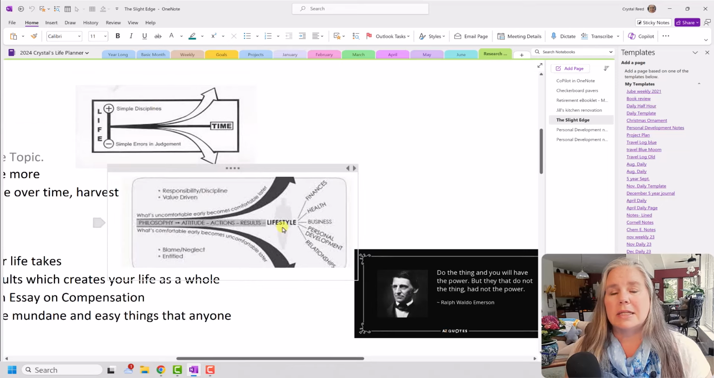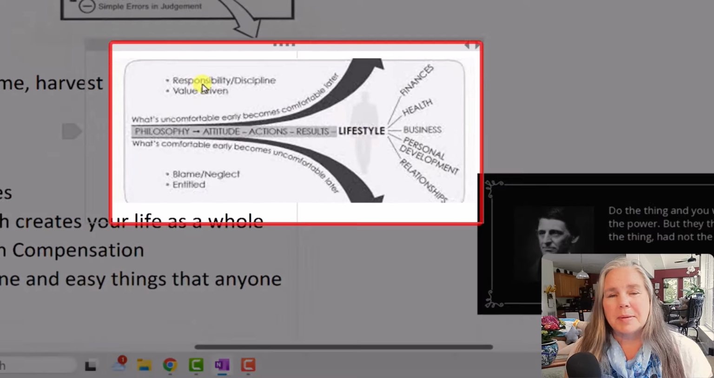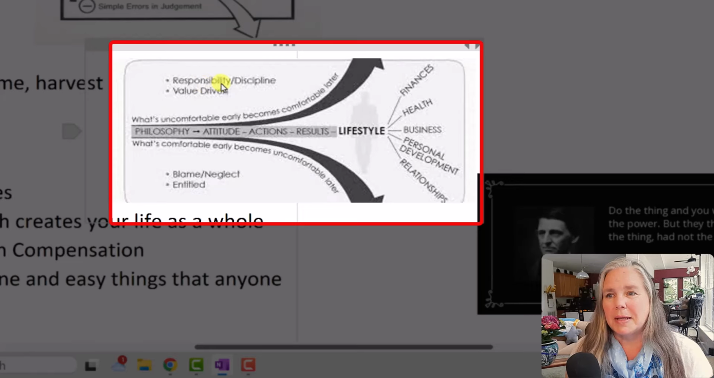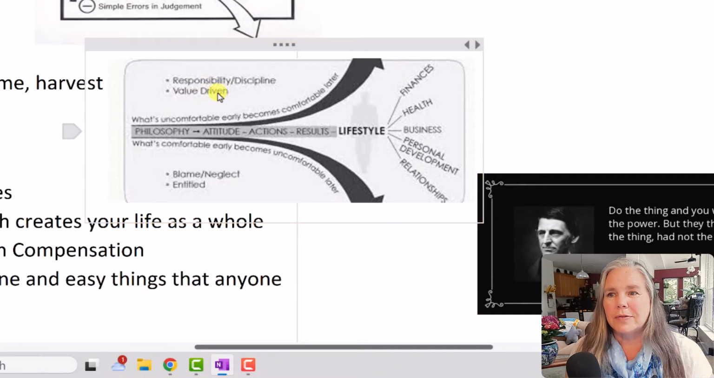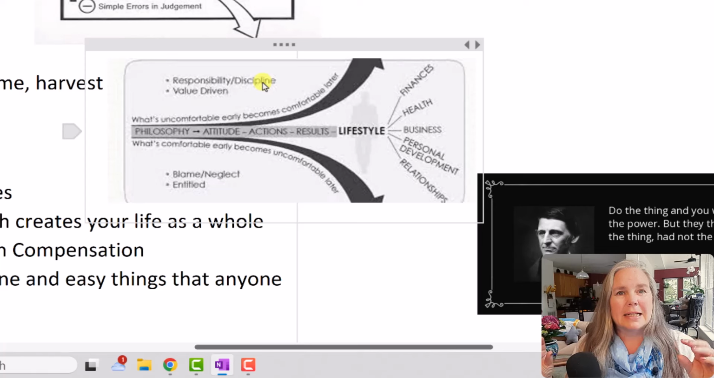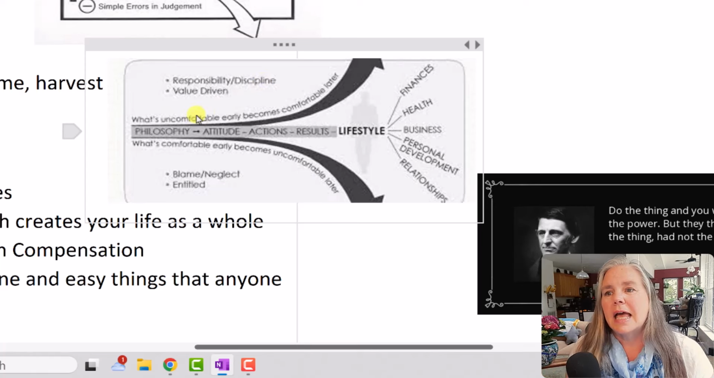And then here is an even more expounded diagram on that. And it talks about the responsibility. If you're living a life of responsibility and it's a value-driven life, you are doing these little disciplines, these little tasks, and what might feel uncomfortable early becomes comfortable later over time.